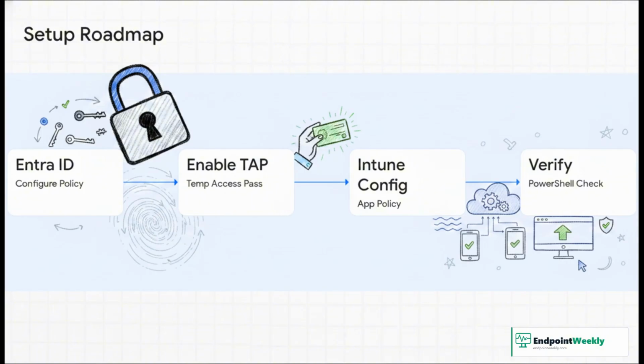First, we configure the Entra ID authentication methods policy. Second, we enable that temporary access pass we just talked about. Third, we push an app config via Intune. And finally, we just verify our success using PowerShell.